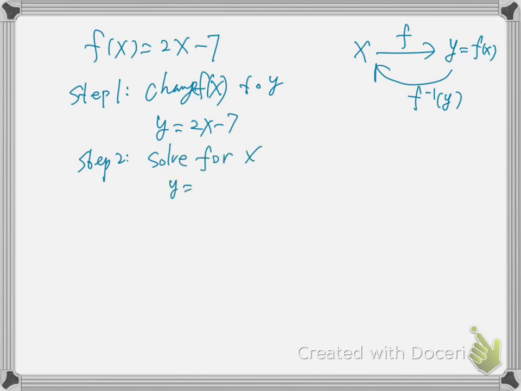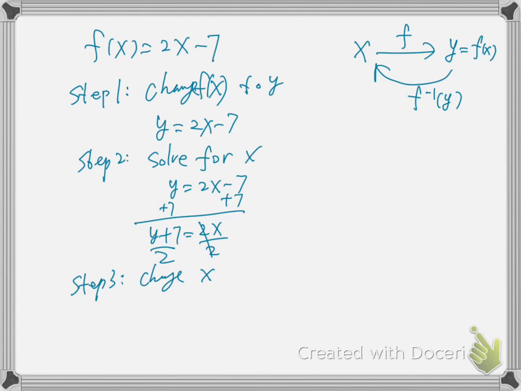So we got y is 2x minus 7, plus 7 on both sides. Then we got y plus 7 is 2x, divided by 2 on both sides. We got x is (y plus 7) over 2. And then step 3, change x to f inverse of y. Right, so we got (y plus 7) over 2 is f inverse of y.